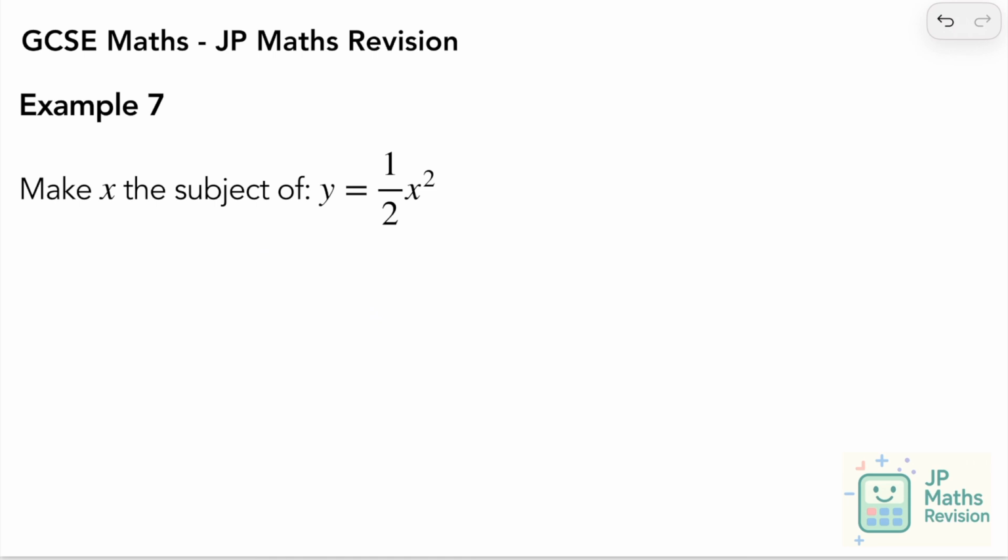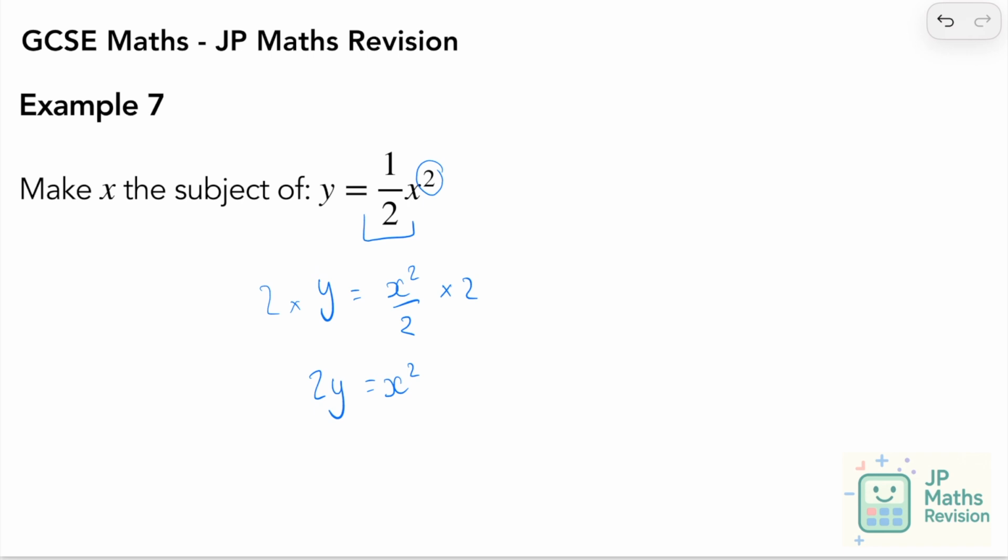So this example, we want to make x the subject. We have y equals a half x squared. So we want to get rid of the half and we want to get rid of the squared. Now to get rid of the half, the opposite of timesing by a half is actually timesing by 2. So timesing by a half is the same as dividing by 2. Alternatively, we could write this as x squared over 2, and the opposite of dividing by 2 is timesing by 2. So if we times both sides by 2, we end up with 2y equals x squared.